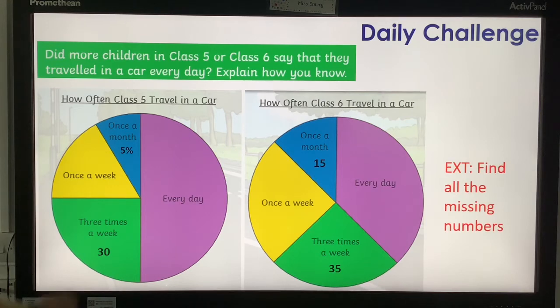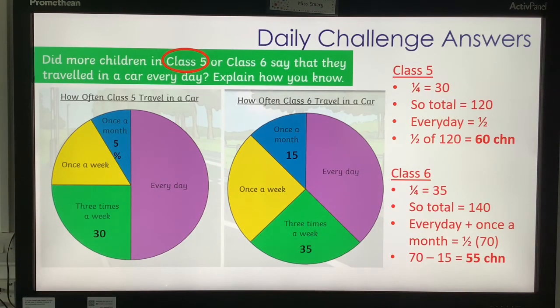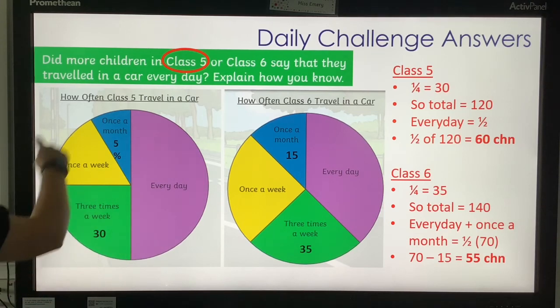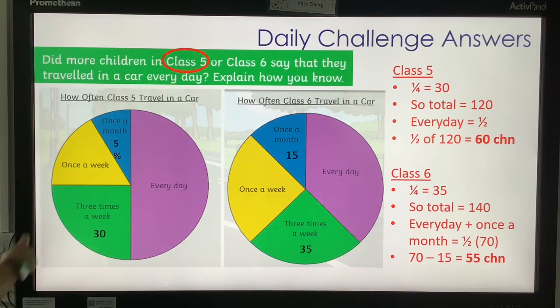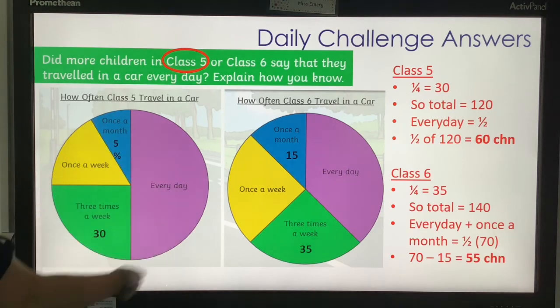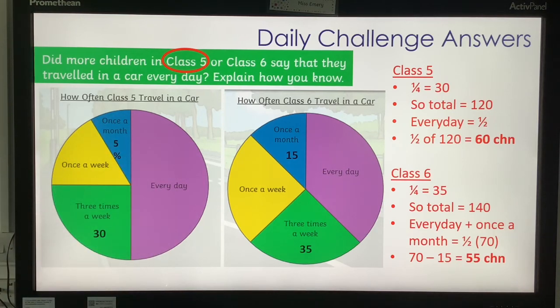Okay, so hopefully you've had a go. So, did more children in class 5 or class 6 say that they travelled in a car every day? Explain how you know. Well, the answer is class 5. More children travelled by car every day in class 5. We know this because if 1/4 is 30, then we know the whole is 120 because 30 times 4 is 120. We are then able to see that every day represents 1/2, and 1/2 of 120 is 60 children.